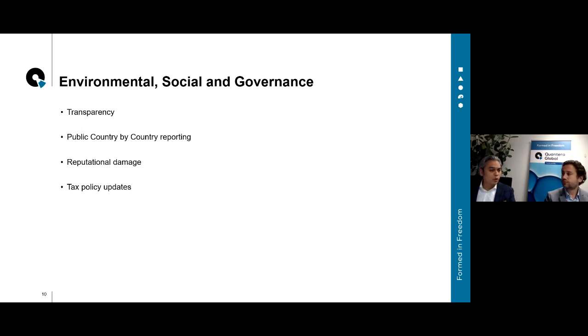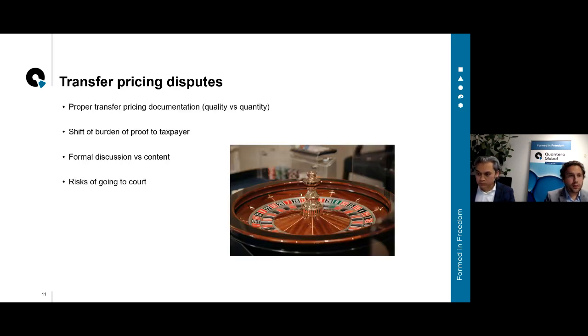And also the next part, it's a bit of the tax policy updates, which I think would speak for itself. Okay. Yeah, I think already briefly discussed previously, but maybe a little more detail on this part. We see really an increase in court cases and transfer pricing disputes. So that's something that's really becoming relevant these days.